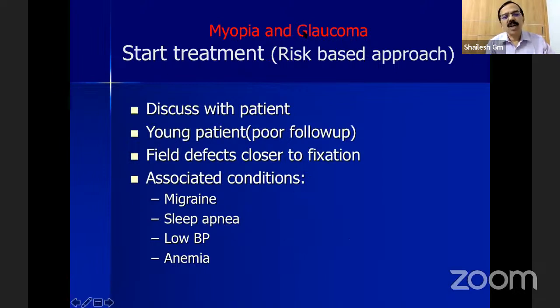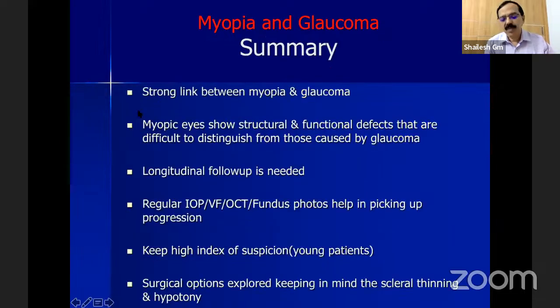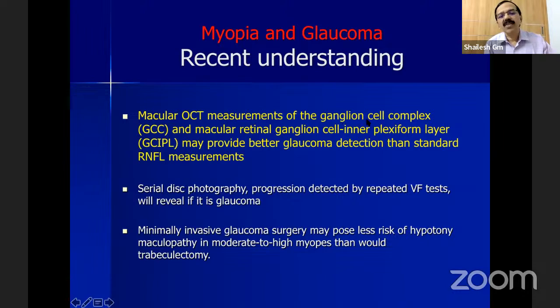To start treatment, we have to have a risk-based approach: discuss with the patient, involve them. Sometimes we have to start in a young patient where we have poor follow-up, we have to give medications, and we have to discuss the pros and cons with the patient. If field defects are closer to fixation, we have to treat them. With associated conditions like migraine, sleep apnea, low BP, anemia, we may err on the side of treatment. Recent understanding about myopia and glaucoma is that in the investigation part, macular OCT measurements of the ganglion cell complex and macular retinal nerve fiber layer inner plexiform layer complex may provide better glaucoma detection than the standard RNFL measurements.